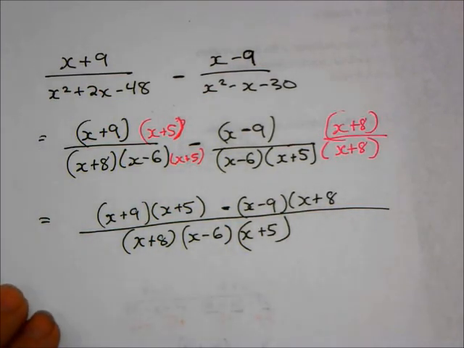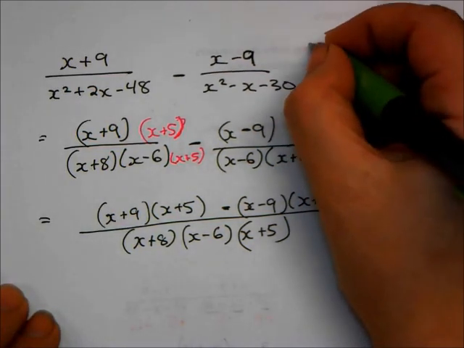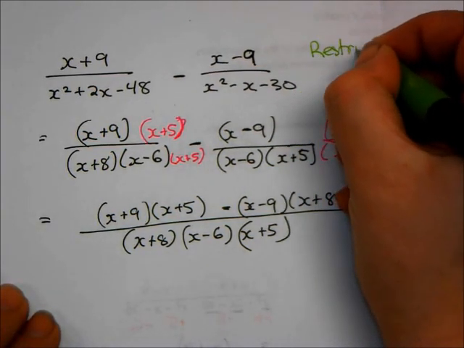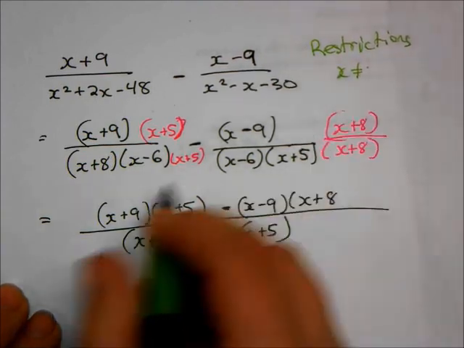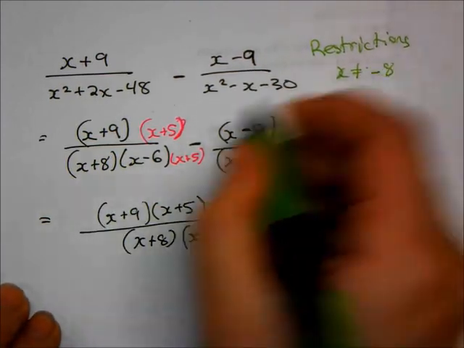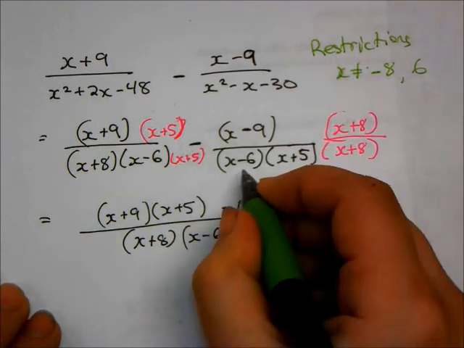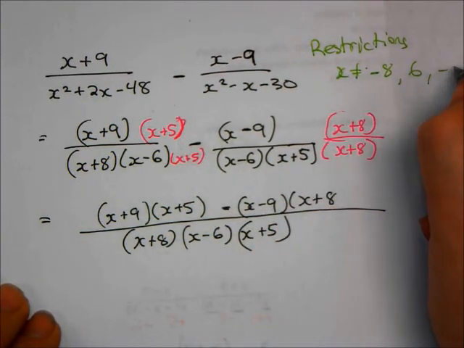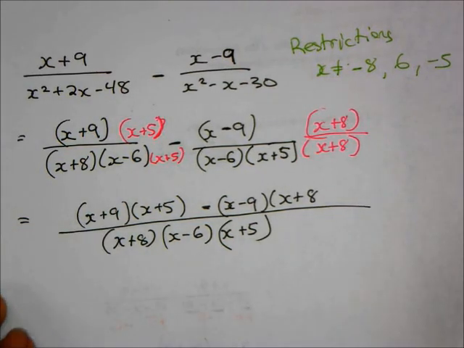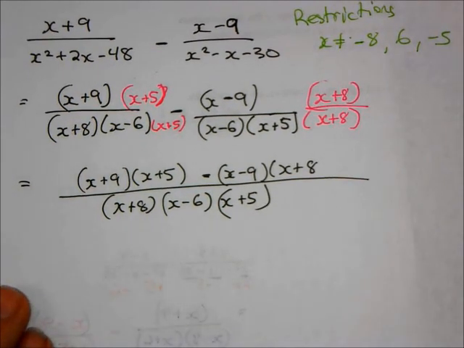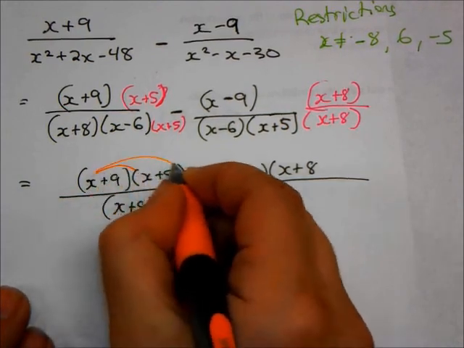Before we go much farther, let's get some restrictions. Well, x cannot equal negative 8, positive 6, and negative 5. Now that's out of the way, let's FOIL and expand here.